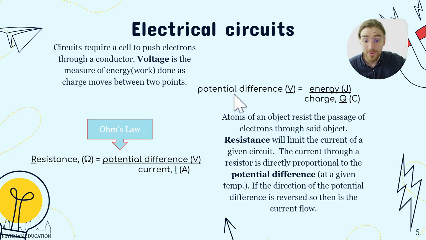So voltage, or potential difference, the difference between 2 points, is equal to the energy divided by the charge. Energy is measured in joules, which we covered in a previous lesson, and charge is measured in coulombs. This is where we come to Ohm's law. Resistance is equal to the potential difference divided by the current, your volts over your amperes. That means that your voltage is directly proportional to the current passing through those 2 points.